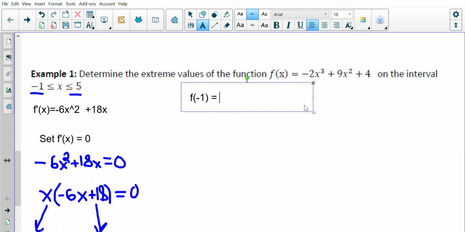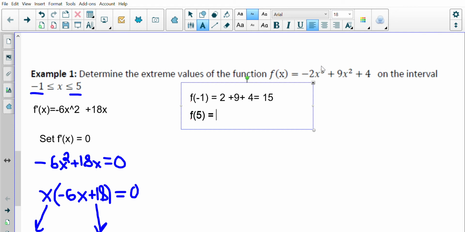All right, so let's see here. -1 cubed is -1 times -2 is 2. Let's see here. -1 squared, that's going to be a plus 9, and then plus 4. So I end up with 15. All right, so that's one endpoint. Let's try the other endpoint, f of 5.